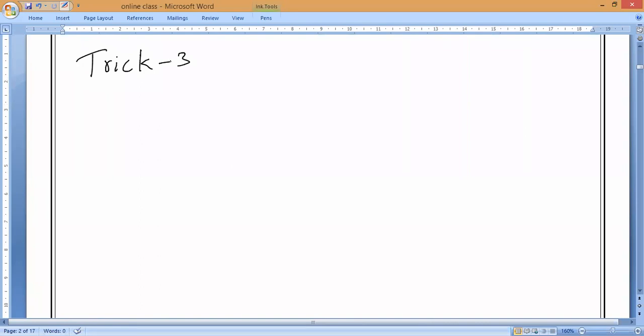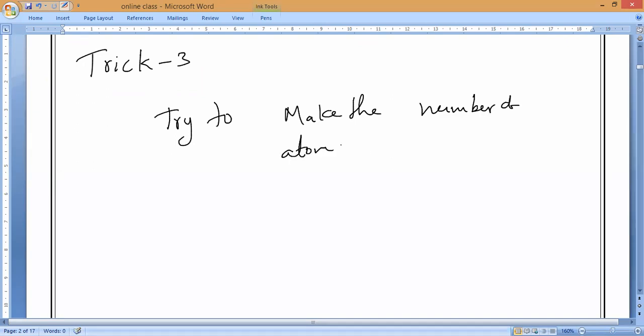So what is that, guys? Try to make the number of atoms even. That's all. You are going to get the answer. Yes or no, guys? Yes. So now that is the trick number 3. So all of you write the trick number 3. What is the trick number 3? Try to make the number of atoms even. So mind you, you have to remember this all.